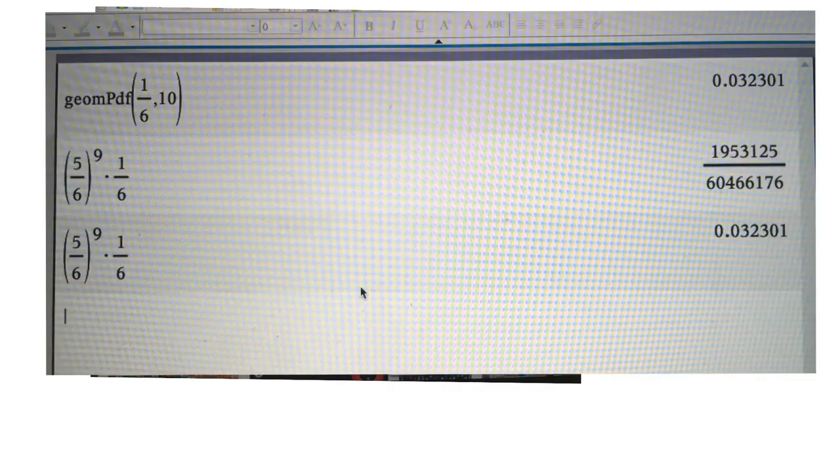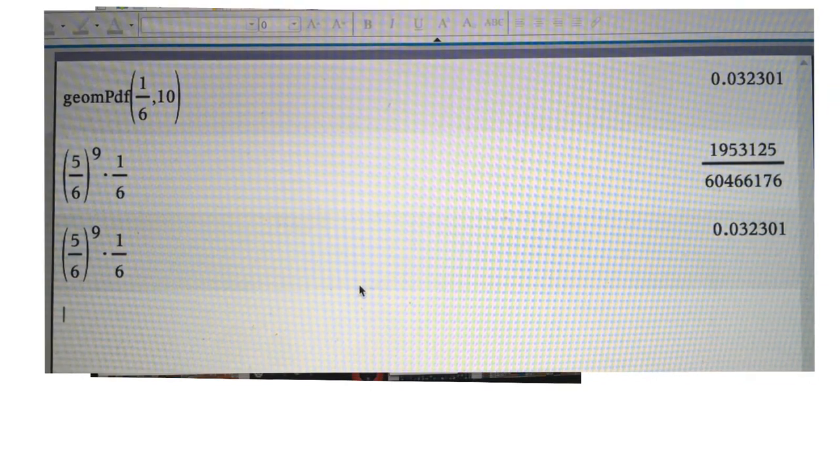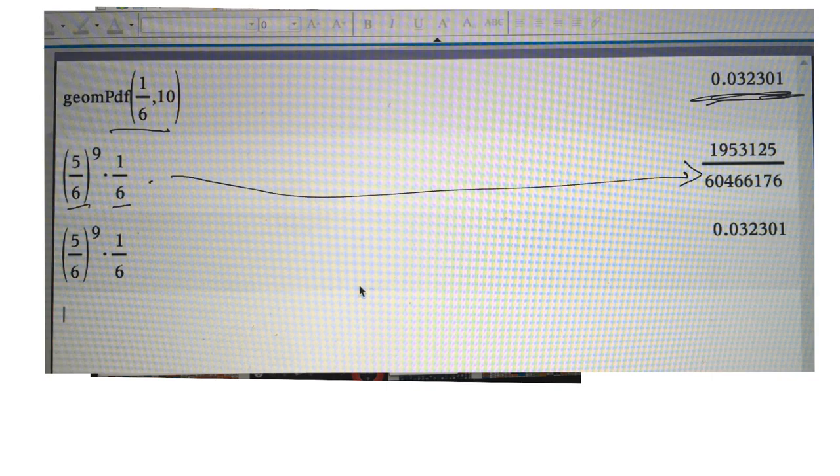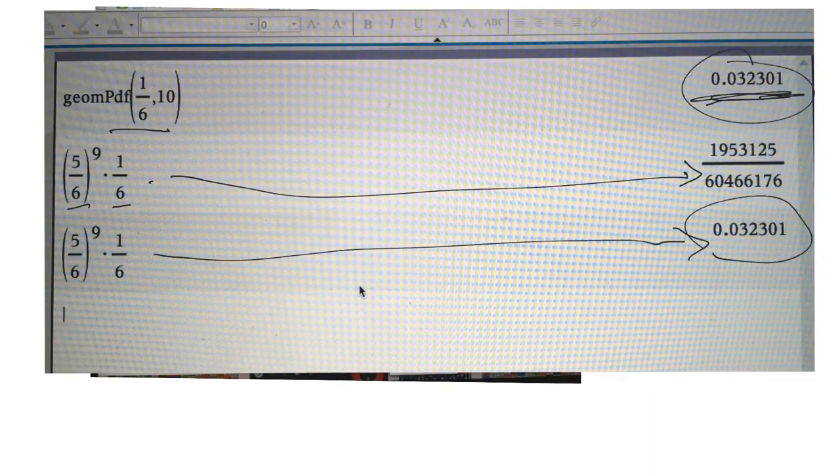So I'm going to plug that in and show you the result. And here are the results. So Geom PDF, when I plugged in that 1/6 and 10, I got this probability. And just to show you, when I use the math calculation, I did 5/6 to the 9th times 1/6 to the 1, and I got this big value. I hit Command Enter or Control Enter, and that gave me the probability, which is the same. Just so you could see that that calculator function will do a lot for you.